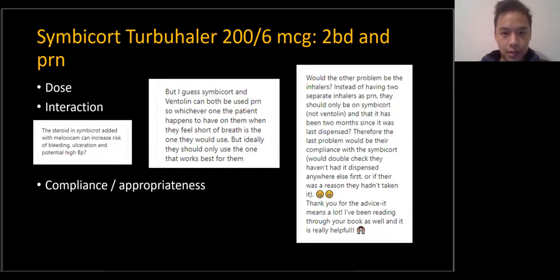Here's a really nice message that I really appreciated. They just said, instead of having two separate inhalers as PRN, they should only be on one, Symbicort, not Ventolin, and that it has been 2 months since it was last dispensed. So here they're double checking if there's a problem with compliance, which is good. If it was a real life example, in an exam or just in real life, they would double check it.